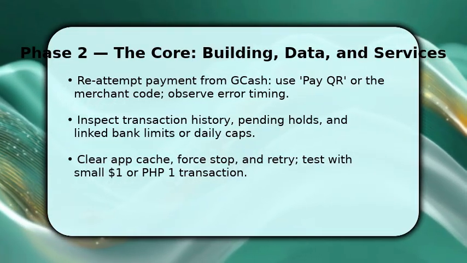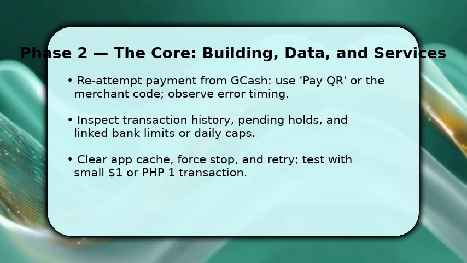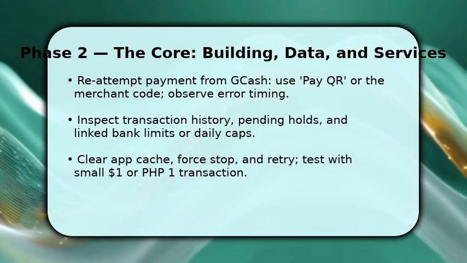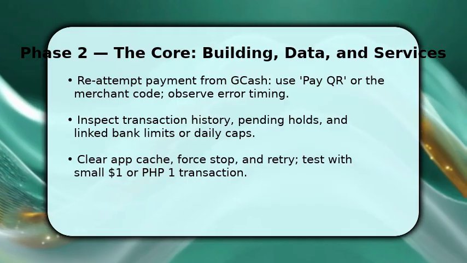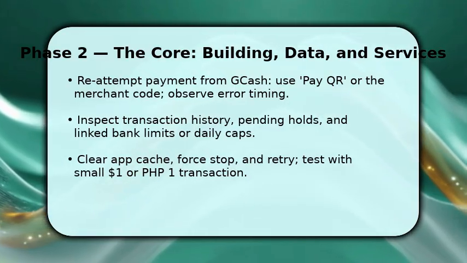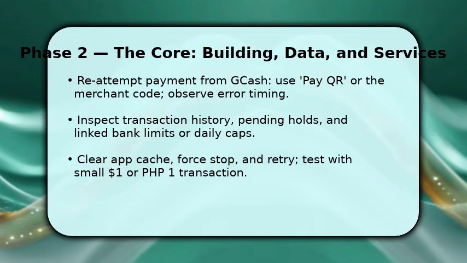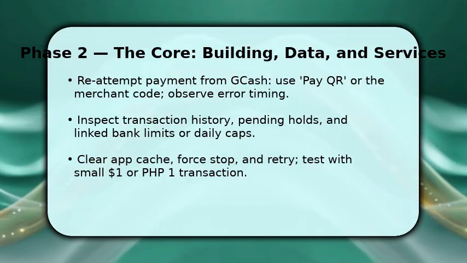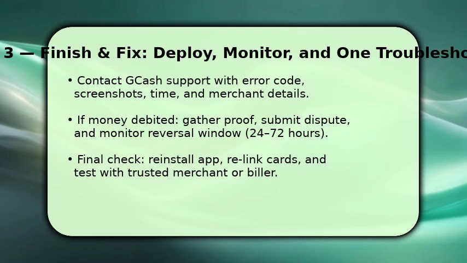Clear app cache and force stop Gcash to remove stale sessions. After that, try a deliberately small payment, like $1 or PHP1, to confirm whether the gateway accepts low-value transactions before escalating further. Finish by escalating correctly.